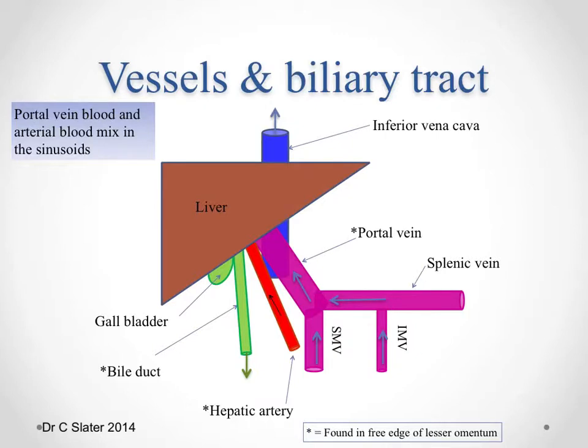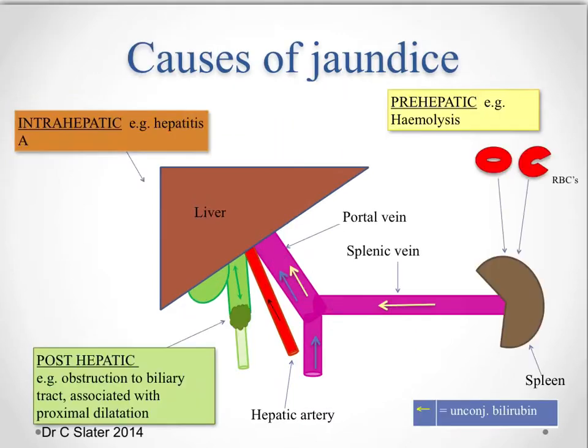As a reminder, the biliary system, the arterial system, and the portal vein, these three structures run in the free edge of the lesser omentum, which you will recall runs as a layer of double peritoneum going from the liver down to the stomach on the lesser curvature of the stomach.